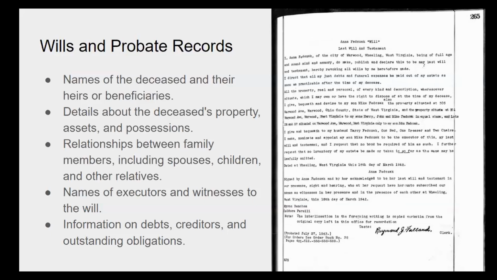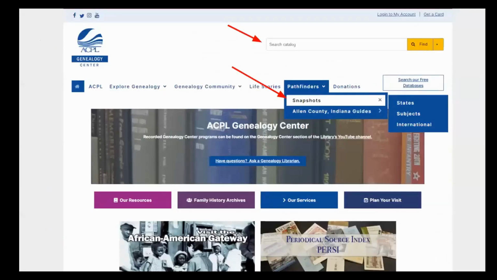Probate is the process where the court validates the will and oversees the distribution of a person's estate. And probate records include documents like petitions, inventories, final settlements. So these records can provide information about heirs of the deceased, details about their possessions, and illustrate those relationships.